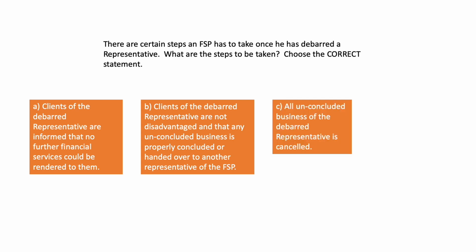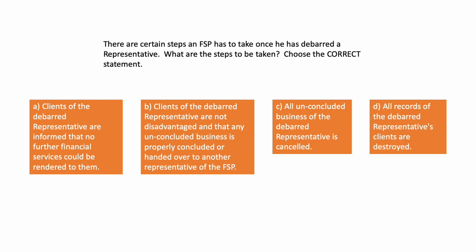C. All unconcluded business of the debarred representative is cancelled. D. All records of the debarred representative's clients are destroyed. Pause the video here and think about your answer. The correct answer is option B. The client must not be disadvantaged and any unconcluded business is properly concluded or handed over to another representative of the FSP. So let's go through a final overview of what has been covered.